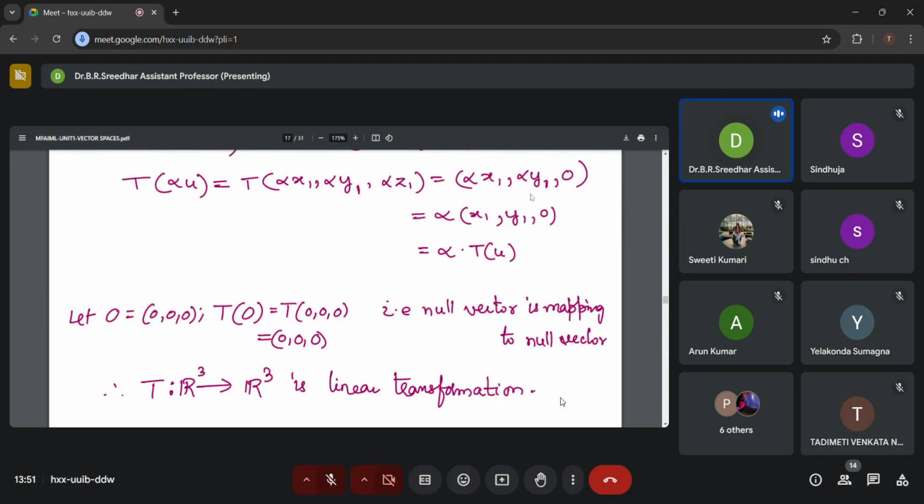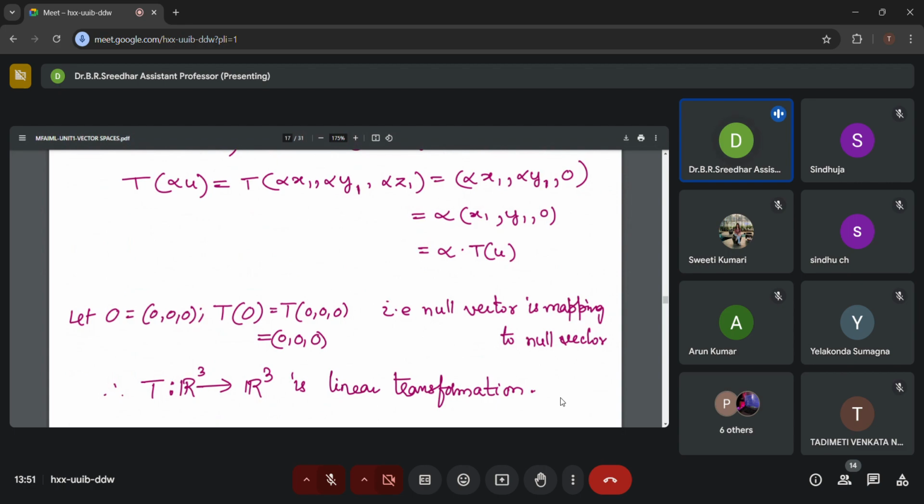Now, what is common here? Alpha is common. I took it as (x1, y1, 0). Is (x1, y1, 0) T of u or not? Yes or no, my dear? (x1, y1, 0), no? It is T of u. So T of alpha u is equal to alpha times T of u. You see, the second condition is also satisfied. So scalar multiplication is also satisfied. Already we proved vector addition is satisfied, and now we proved scalar multiplication is also satisfied.